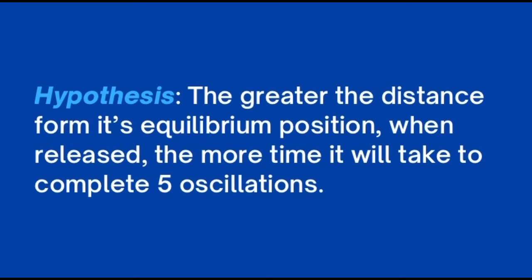My hypothesis is the greater the distance from its equilibrium position when released, the more time it will take to complete 5 oscillations. And to test my hypothesis, I will be creating the most accurate homemade pendulum. My experiment will consist of modifying, increasing or decreasing the distance/amplitude, which is my independent variable, from its resting position until 5 oscillations. In conclusion, this experiment should help me approve or disapprove my hypothesis.